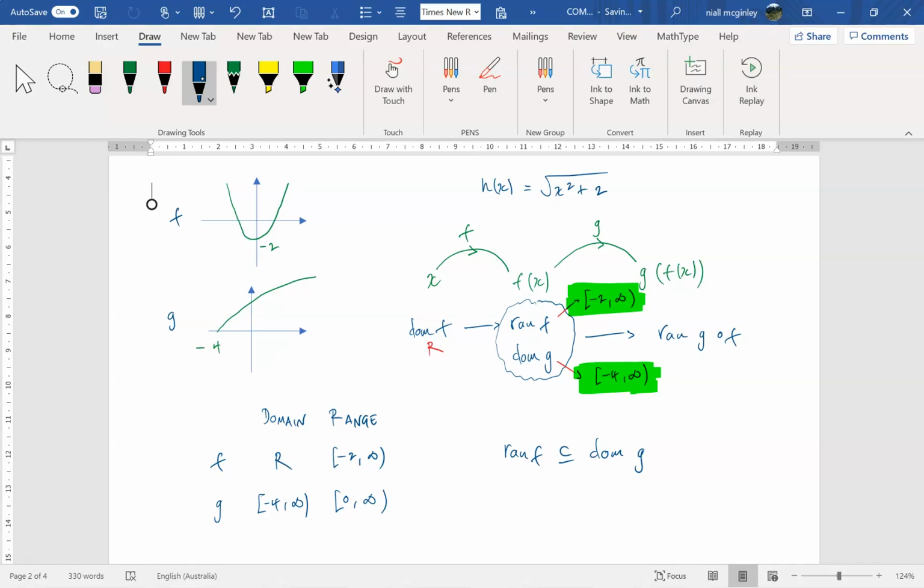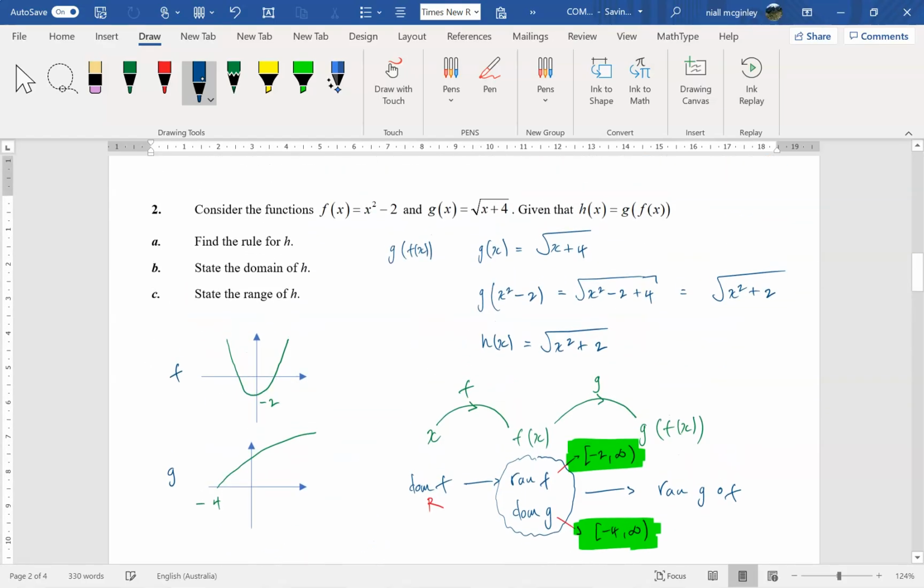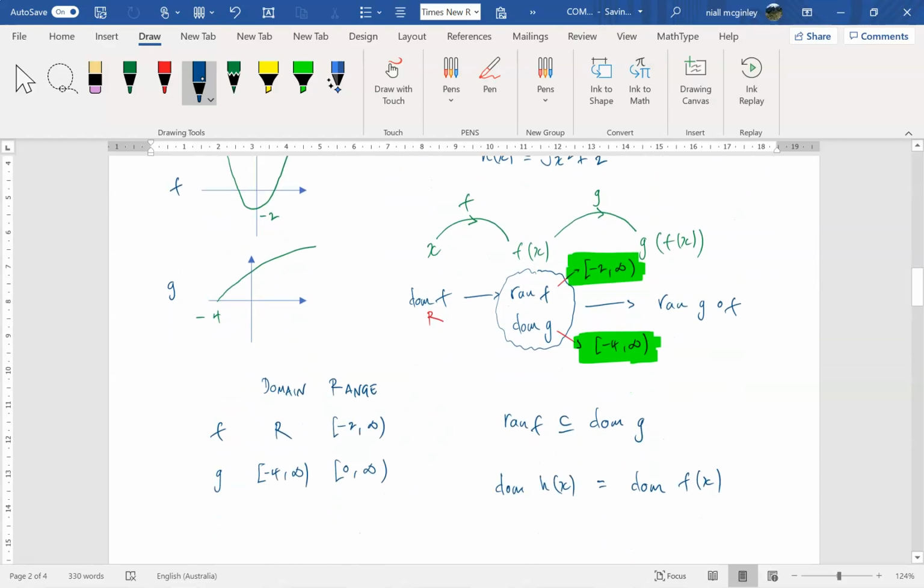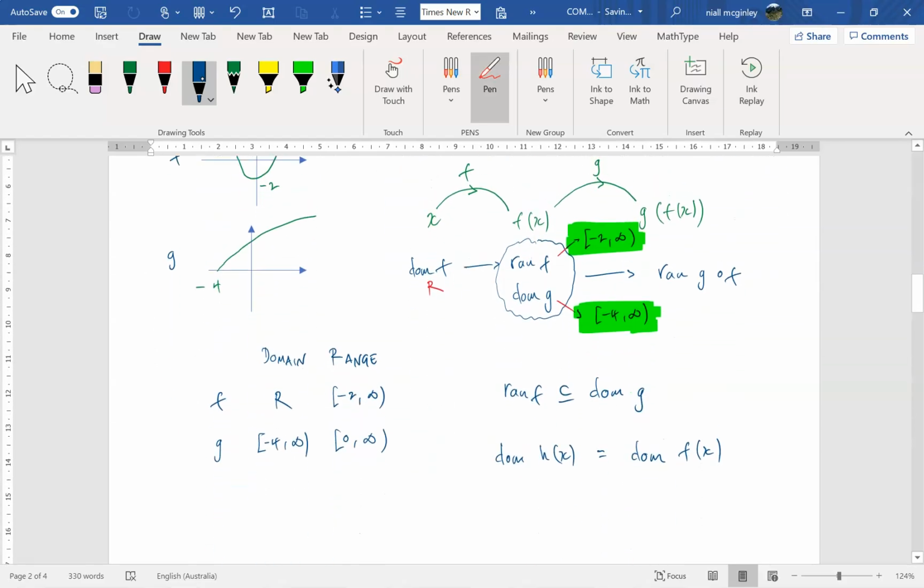So therefore it exists. So if it exists, then the domain of h of x, the composite function, is just going to be equal to the domain of f. So again, the way you can remember that is, if it's g of f of x, then the domain will be the inside function, which in this case is f of x. But you can see that from the sketch here that it's going to start with the domain of f, the whole composite function.